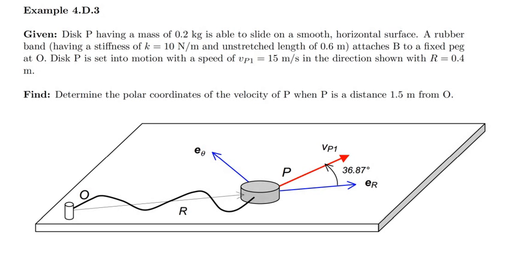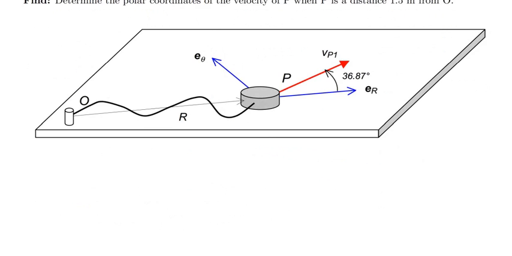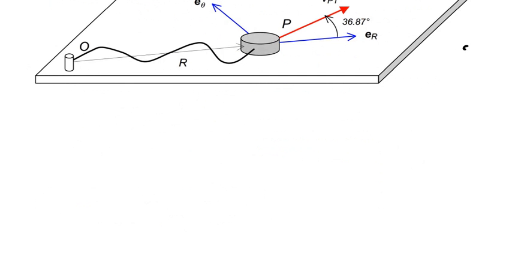Based on this given information, we're asked to determine the polar coordinates of the velocity of P when P is a different distance away from point O. So the first thing I want to do is something very simple. I want to draw a free body diagram for the system from the top view. And if we do that, I want you to note that the only force that can really exist on the system in that plane is the force due to the spring, which I can call F sub spring. And of course, this is going to point through the point O. And so as a net result of this, the sum of moments about point O is going to equal 0.